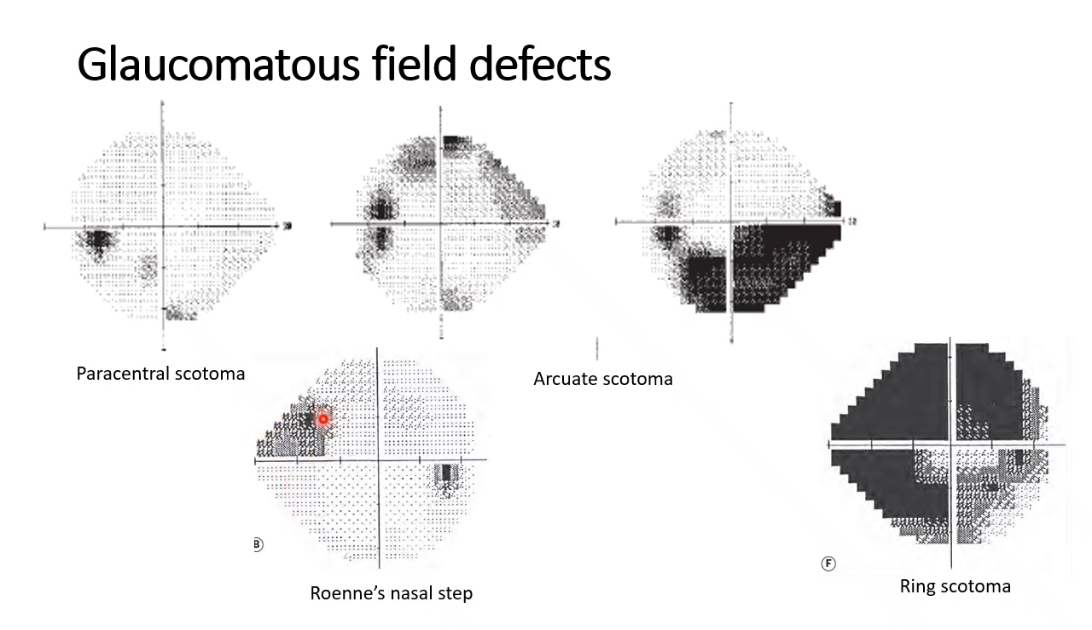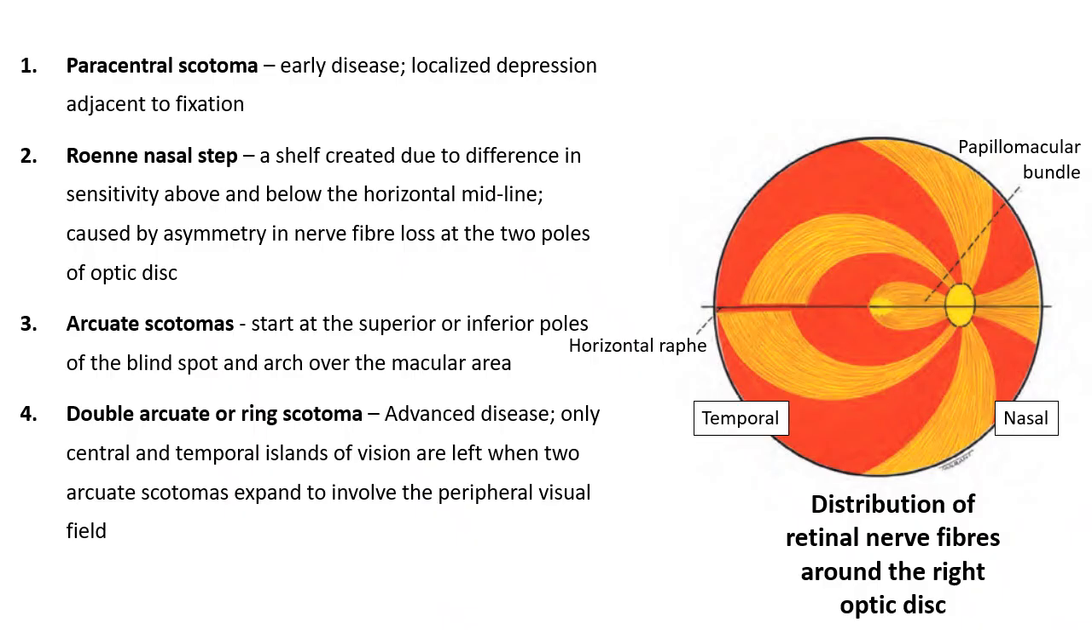And it is confined to this area. Now this again happens because the nasal fibers, the particular nasal fibers corresponding to this visual field are affected. Let us just briefly understand how these defects result.